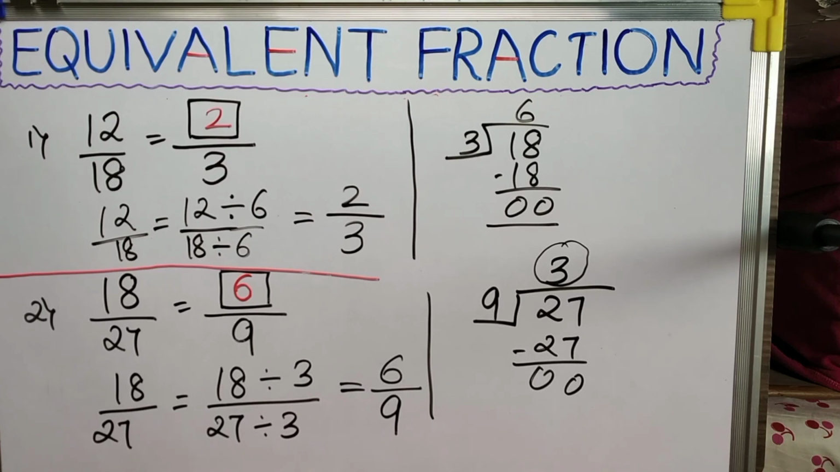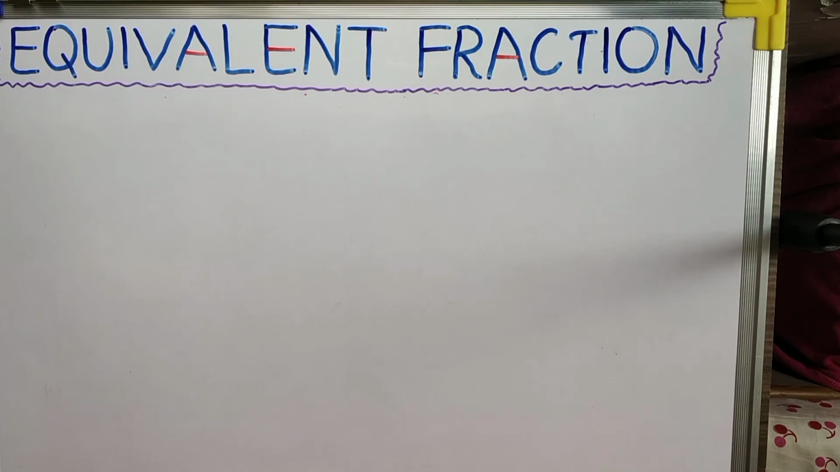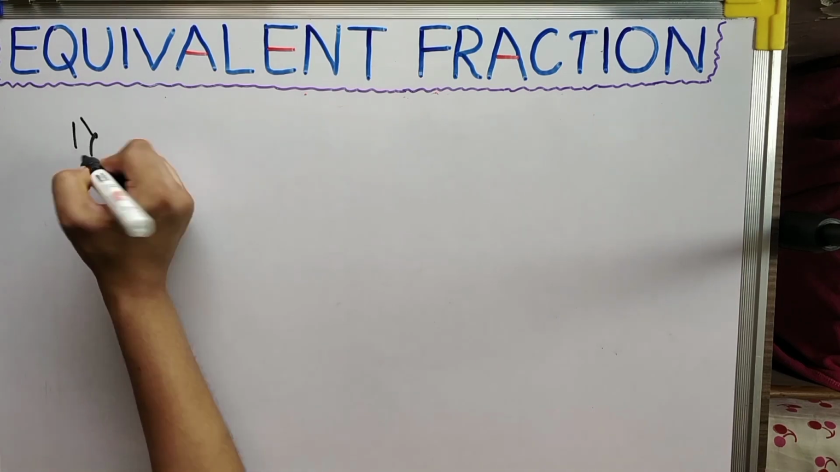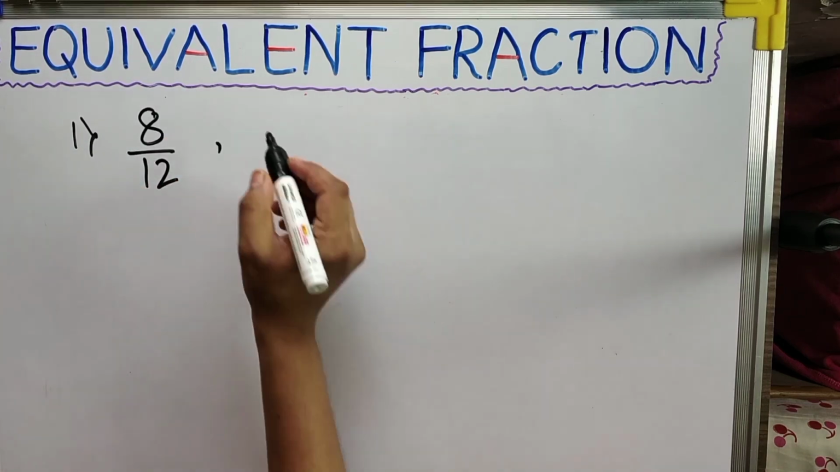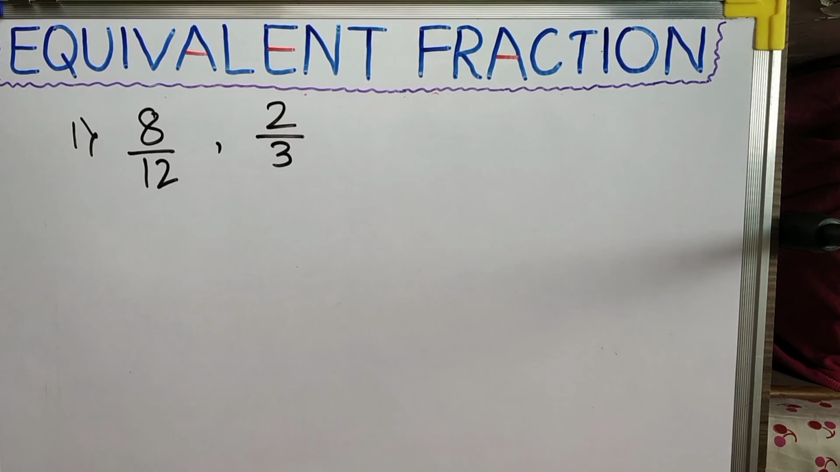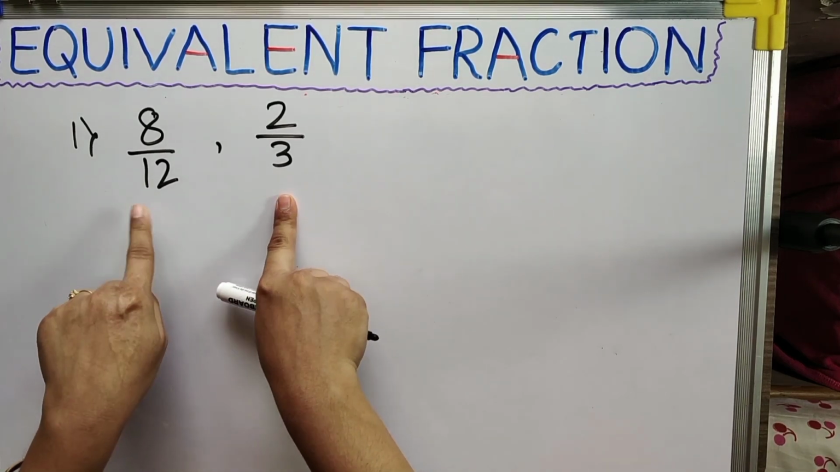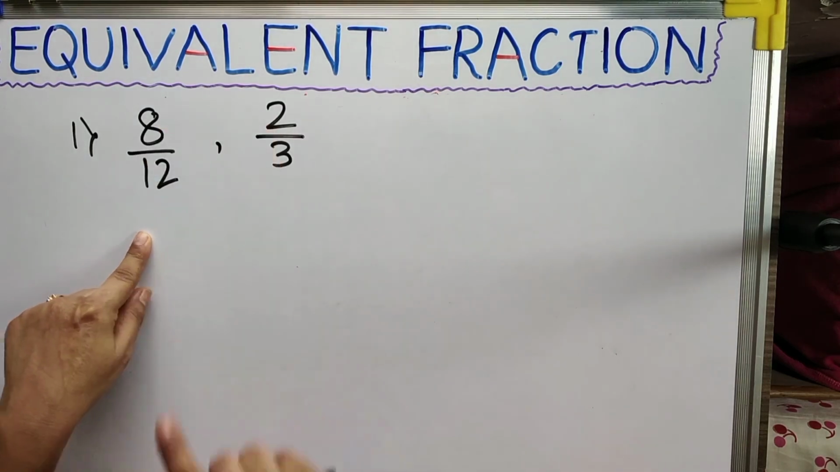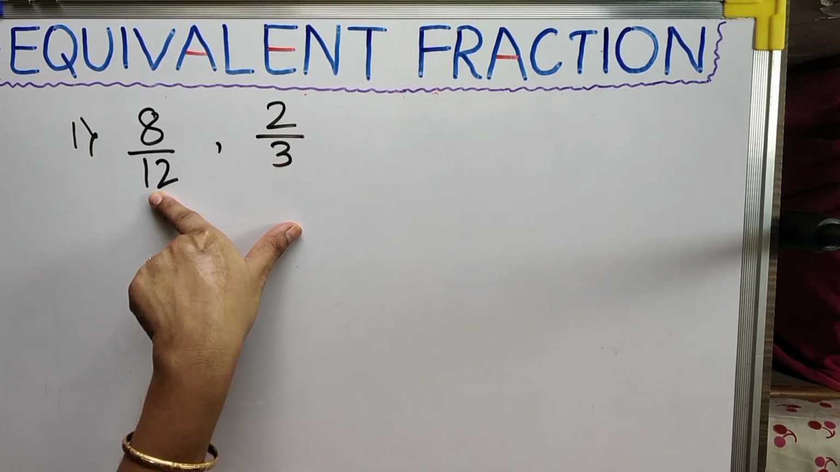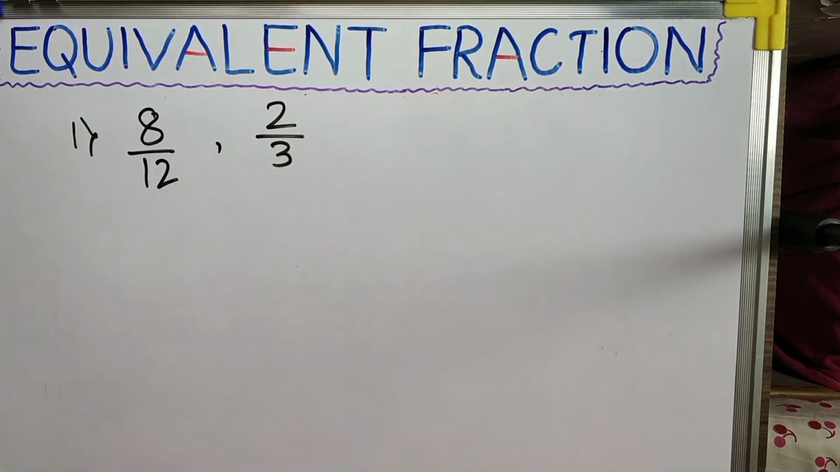Now let us move ahead with how to check if the given fractions are equivalent or not. So we will check for the equivalence of fractions. For that, let us take a few examples. So the first example is 8 upon 12 and 2 upon 3. Now we need to check whether these given fractions are equivalent or not. So what we will do is, we will cross multiply the given fractions and check whether they are equal or not. So the first step is to cross multiply.